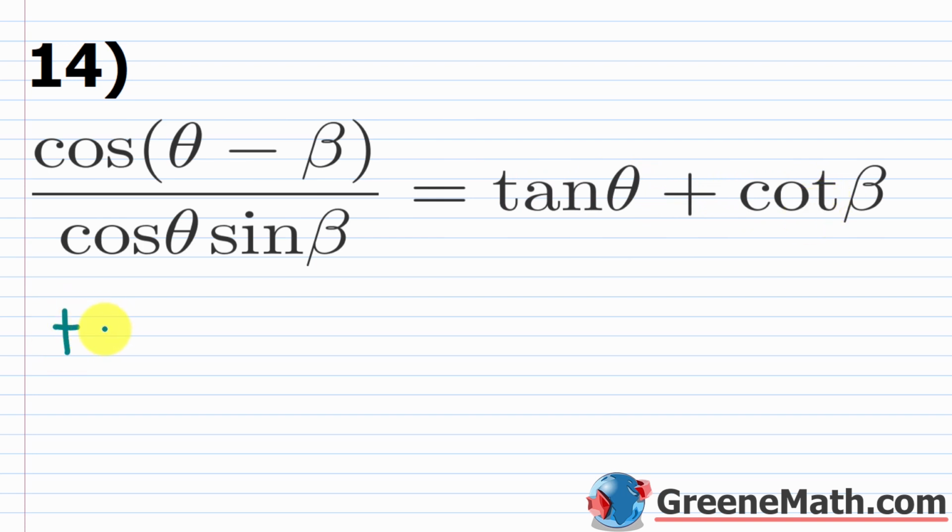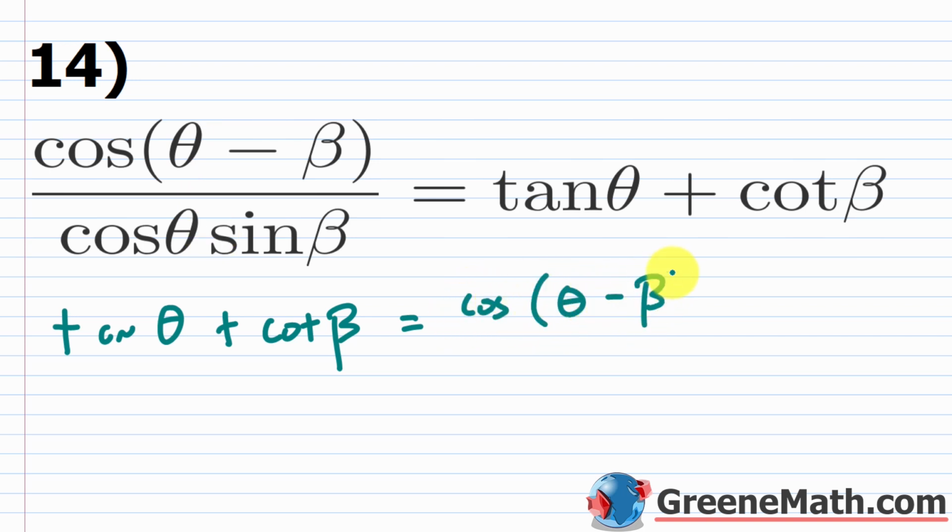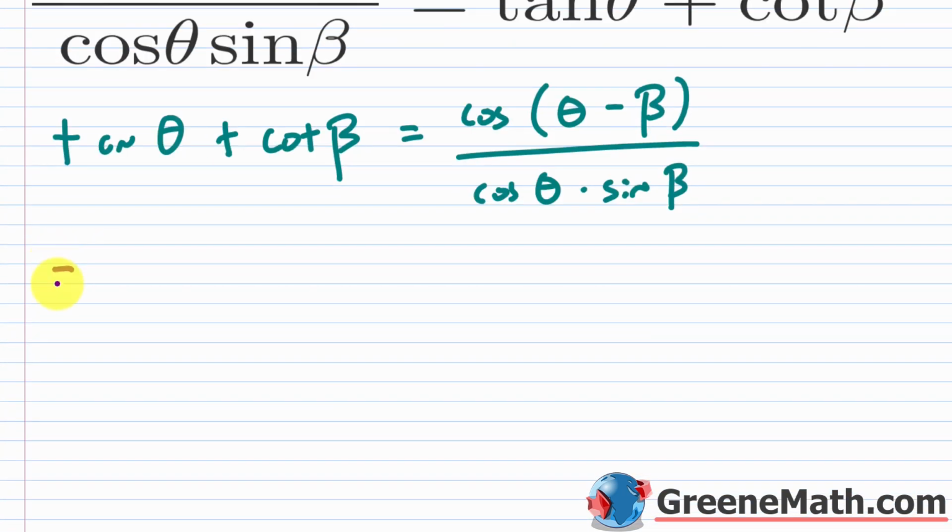So let me put the tangent of theta plus the cotangent of beta. And this is equal to, again, I'm just going to copy this. So the cosine of theta minus beta, and then over the cosine of theta times the sine of beta. Okay, let me come down here a little bit, and I'll put the equals all the way over here.